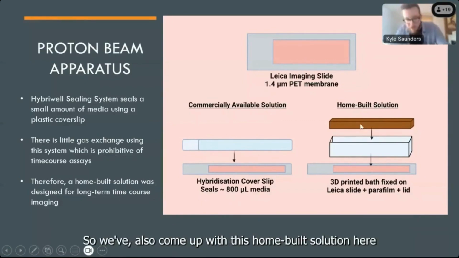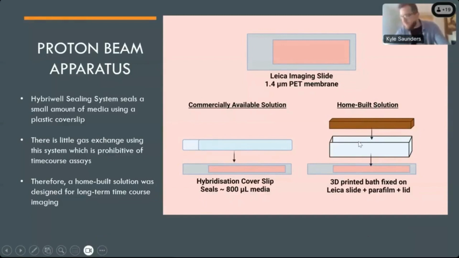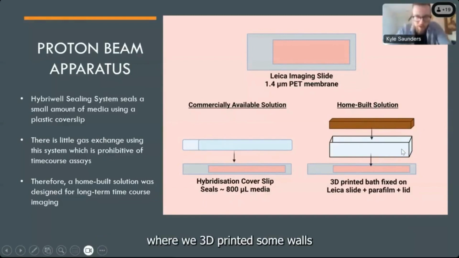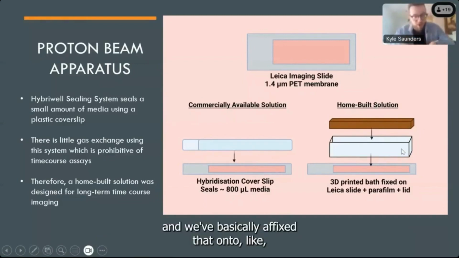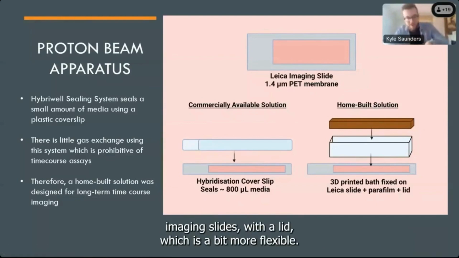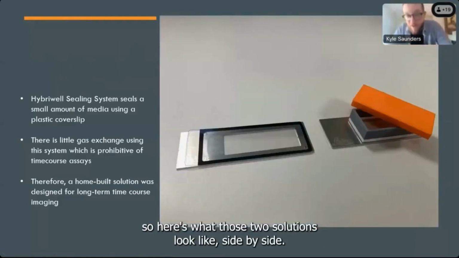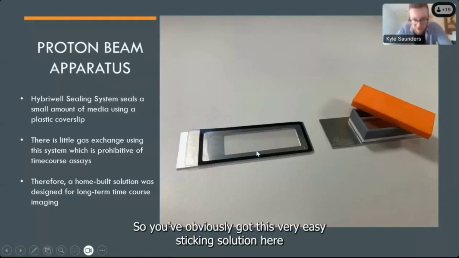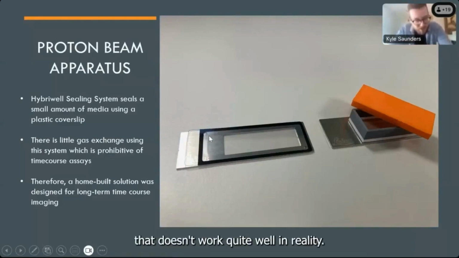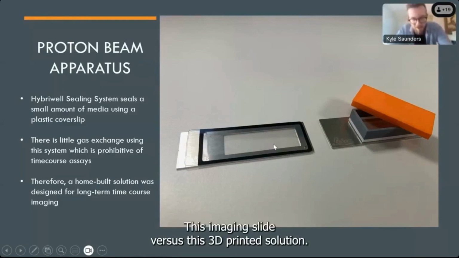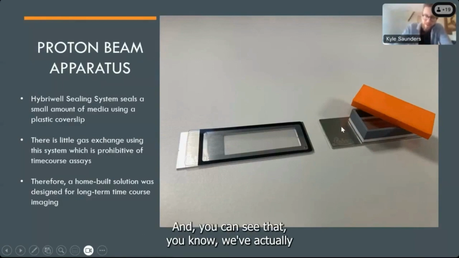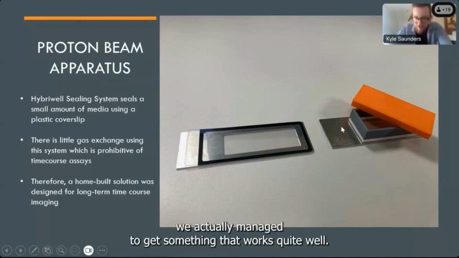So we've also come up with this foam build solution here, where we've 3D printed some walls, and we've basically affixed that onto a Leica imaging flow with a lid, which is sort of a bath for the cells. So here's what those two solutions look like side by side. So you've obviously got this very easy, sticky solution here that doesn't work quite well in reality in this imaging slide versus this 3D printed solution. And you can see that we've actually managed to get something that works quite well.